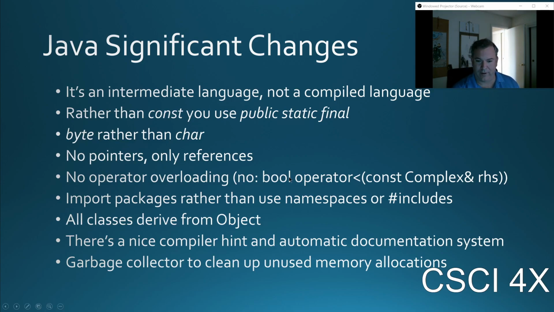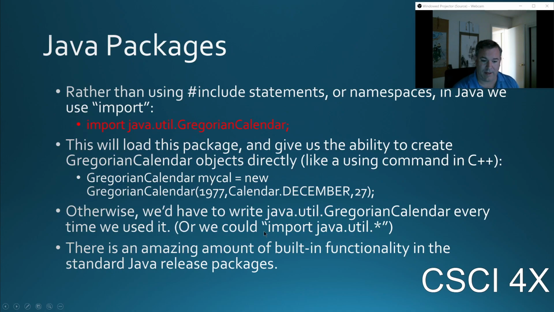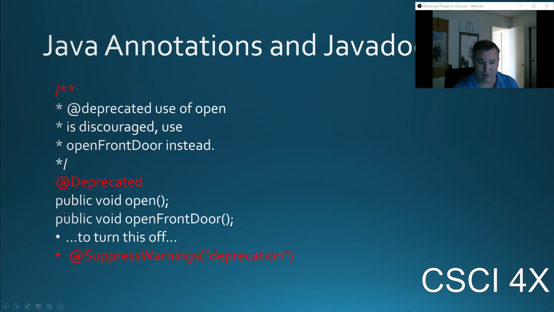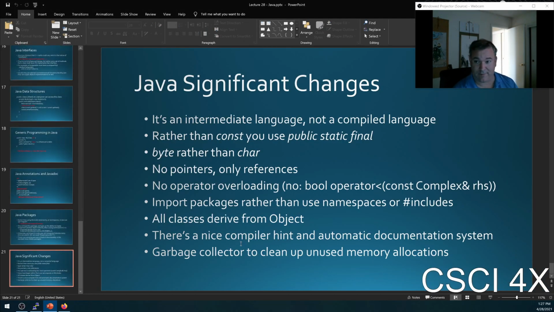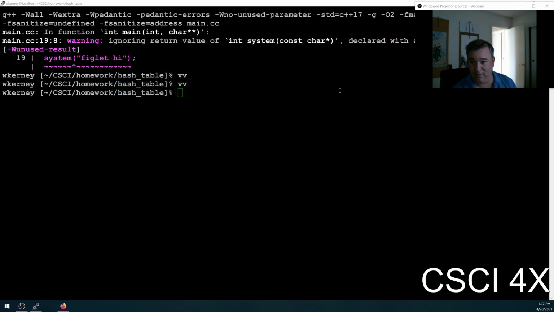There's no operator overloading, so you don't have a less than operator. You have compareTo instead. Use import instead of #include. Everybody derives from Object, which gives you some functions on every class, which is nice, like being able to hash. The compiler documentation and hinting system is nice. And then you only have to new things, you don't have to delete them. So that's Java. In fact, that's pretty much all you need to know to do Java.